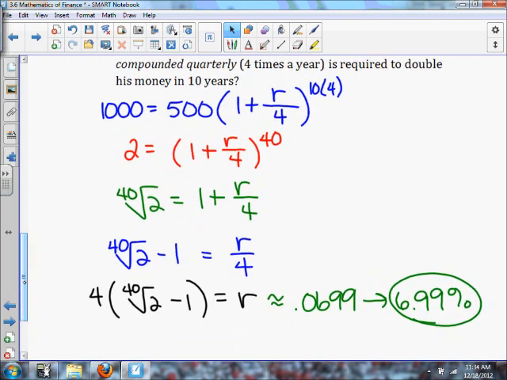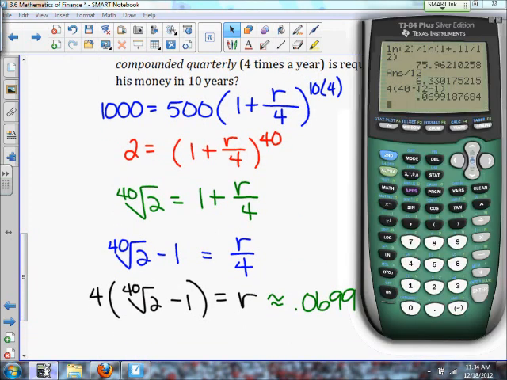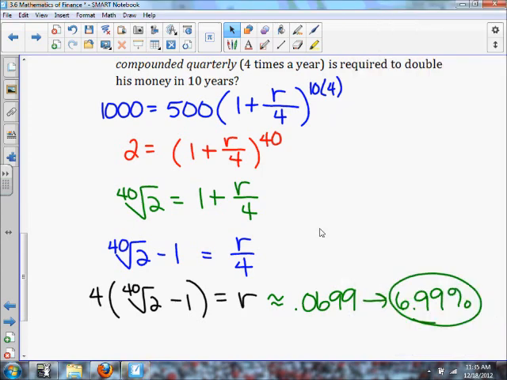Now, another way we could have done this in our calculator, we could have taken 2 to the 1/40th power, subtracted 1, multiplied by 4, and you'd get the same thing. Okay, so if you don't feel comfortable putting it all in one thing, do it separately. It's more important that you get the correct answer than trying to do it very quickly in one method. Does that make sense? Please try B.